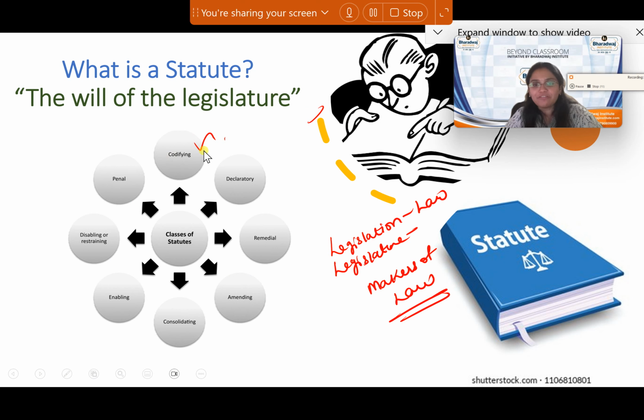Adella codifying laws. Got it? Those are all what laws? Codifying laws. A penal law is penal code. Penal code will come under penal law also, and then codifying also. Full of punishments alone. That's a penal law.